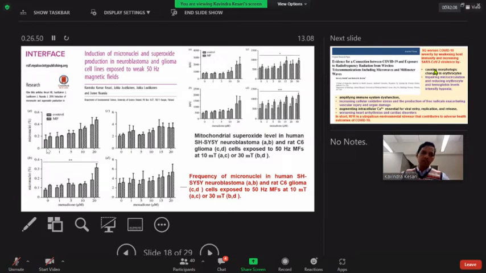So what is happening here? You can see these are the controls, only without menadione. But with the magnetic field also, it's showing some significant effects in the cells. And this is the mitochondrial superoxide production, where we have also seen very significant differences in all the concentrations of menadione.